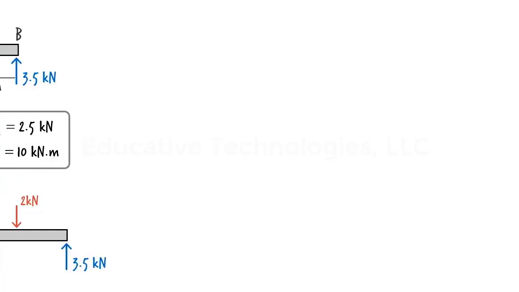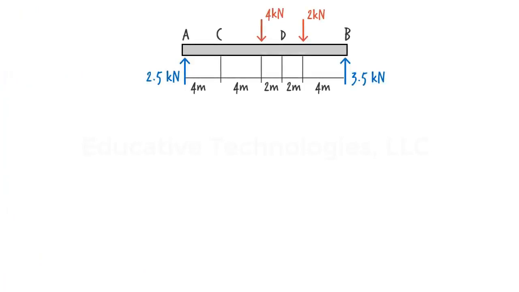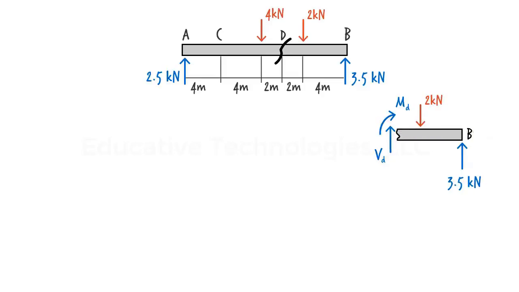To determine shear and moment at point D, let's redraw the beam. Now, cut the beam at point D and draw the free body diagram for either the left or the right segment. Let's pick the right segment this time. Here is our free body diagram.